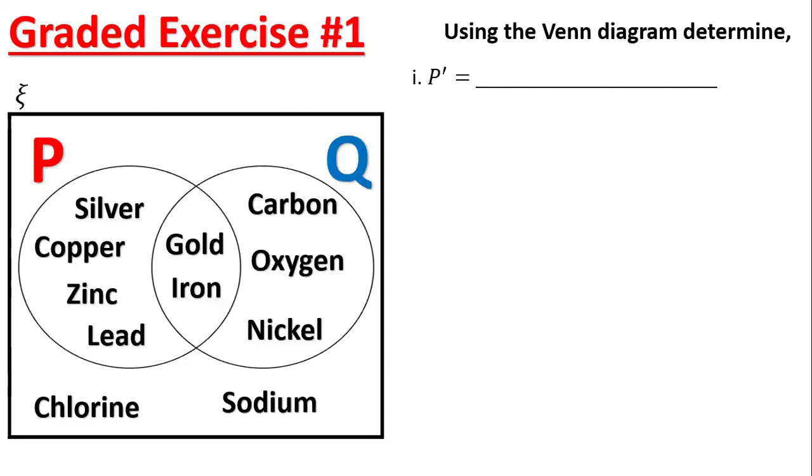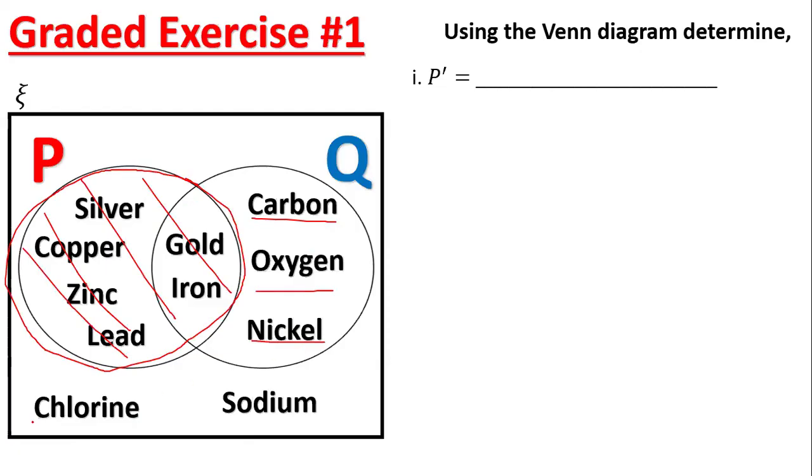Okay. Anyone want to answer P complement? Let me know. Go ahead, Kylia. You said answer it, right? Yes. Carbon, oxygen, nickel, sodium, and chlorine. Very good. So we do not include any of the elements in P. So none of that. So what that means is that we have to include what? Carbon, oxygen, nickel, chlorine, and sodium.